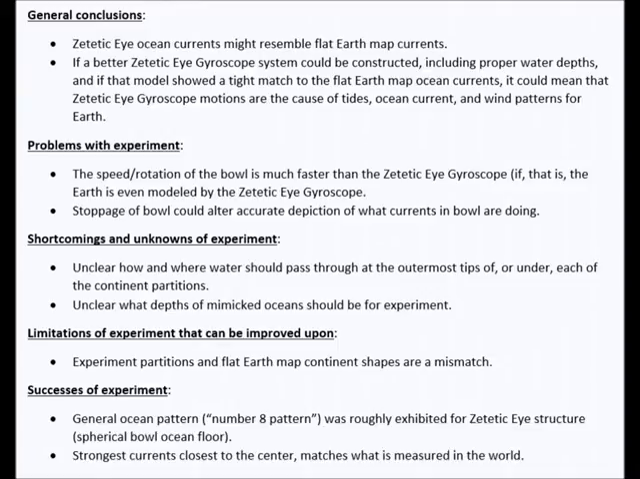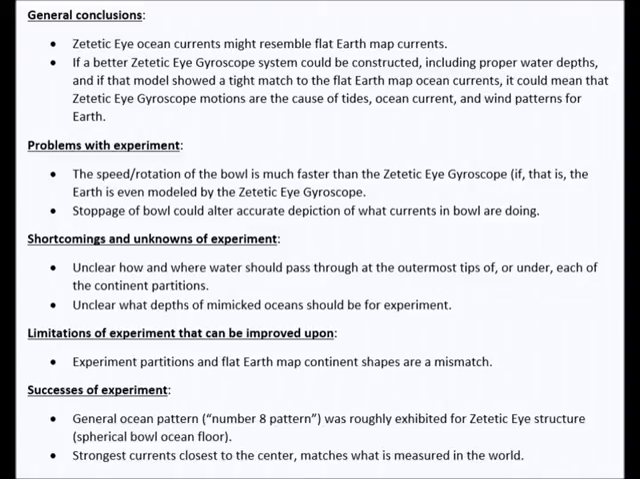Here are some of the conclusions of this bowl experiment. The experiment seems to resemble the way ocean currents would be on the flat Earth map as derived from the ball Earth map and the way the Pacific and Atlantic and Indian Oceans gyrate. The experiment is of course limited by the lack of knowledge of the exact nature and structure of the Zetetic eye gyroscope, if that is the correct model of the flat Earth system.